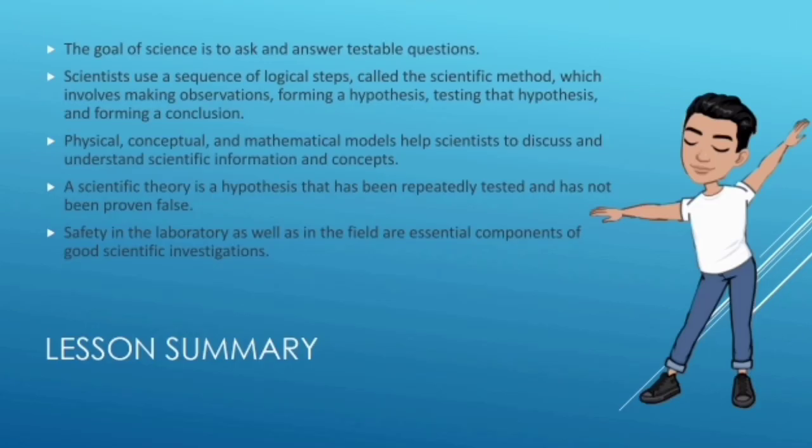Let's move to the lesson summary. The goal of science is to ask and answer testable questions. Scientists use a sequence of logical steps called the scientific method, which involves making observations, forming a hypothesis, testing that hypothesis, and forming a conclusion. Physical, conceptual, and mathematical models help scientists to discuss and understand scientific information and concepts. A scientific theory is a hypothesis that has been repeatedly tested and has not been proven false. Safety in the laboratory as well as in the field are essential components of good scientific investigations.